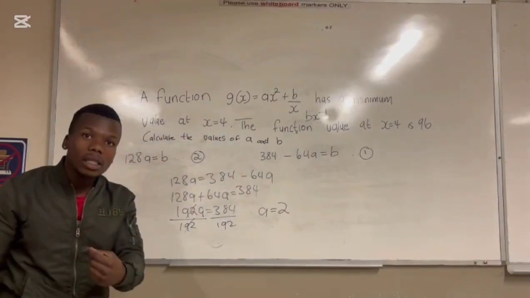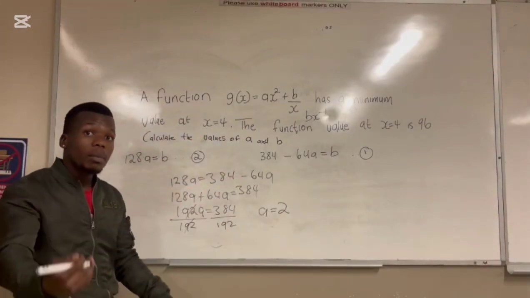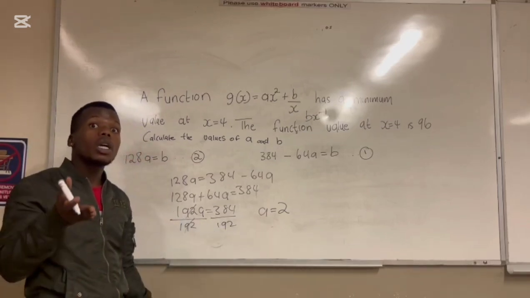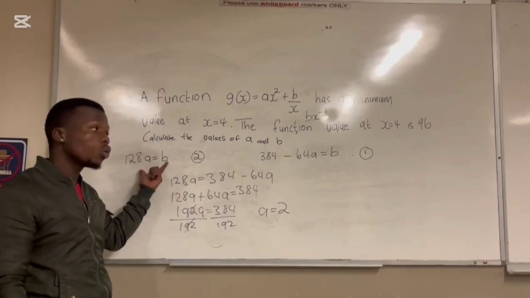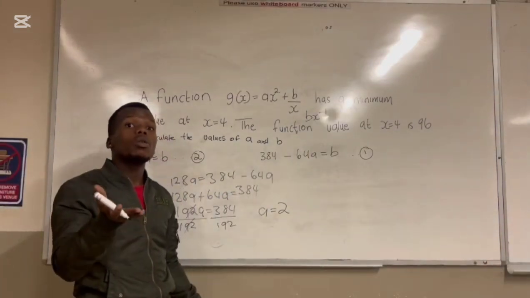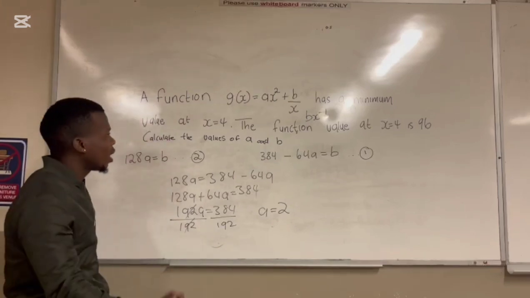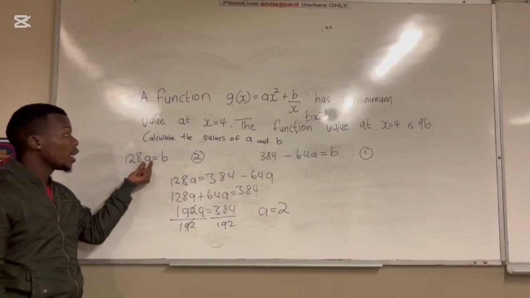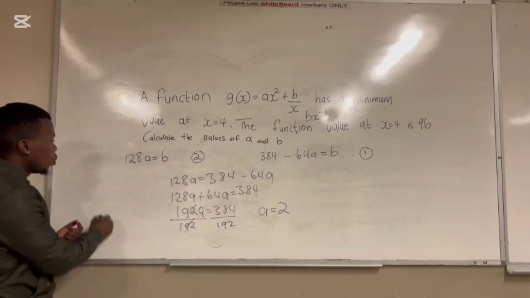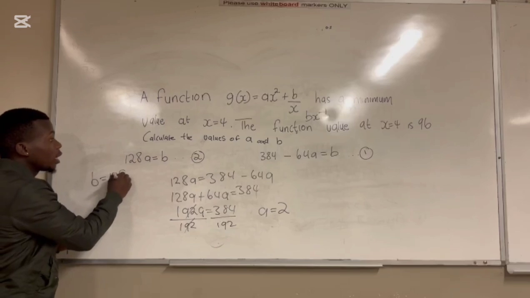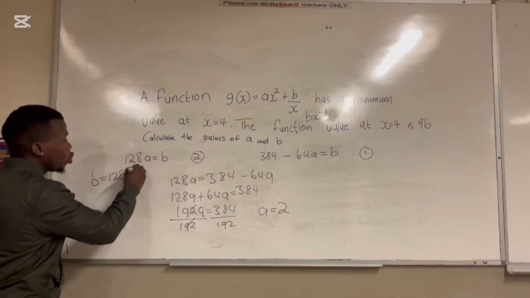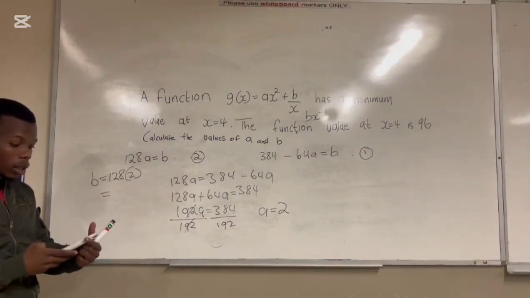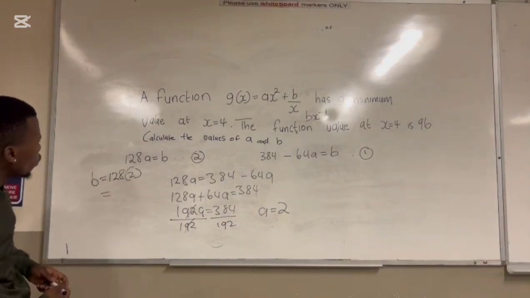But I'm not done. The question said to us, calculate the values of a and b. Meaning, I need to calculate the value of b, as I've calculated the value of a. You can either go to equation 2 or equation 1 and substitute the value of a. It will give you the same answer. But for now, let's use this simple equation, 128 multiplied by a is equal to b. Where I see a, I will substitute the value, so b is equal to 128 multiplied by 2. Let's double check using the calculator, multiply by 2. This is 256.